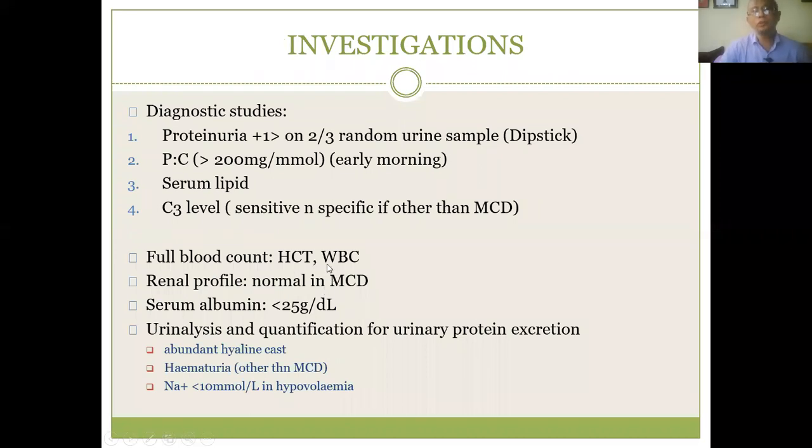Now, what investigation would you advise? First and most important investigation is routine urine examination. You will do a dipstick test and you will get proteinuria, and even on subsequent tests you will also get proteinuria. That may vary from mild to moderate to severe. And if you can do it, the protein creatinine ratio will be more than 200 milligram per millimole in the early morning. The albumin creatinine ratio is also more than 200 milligram per millimole.